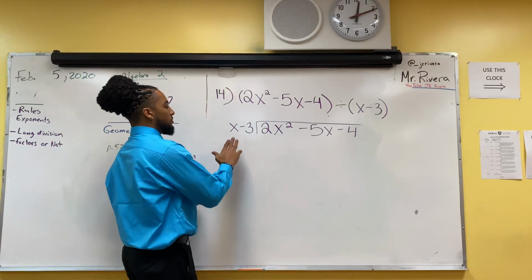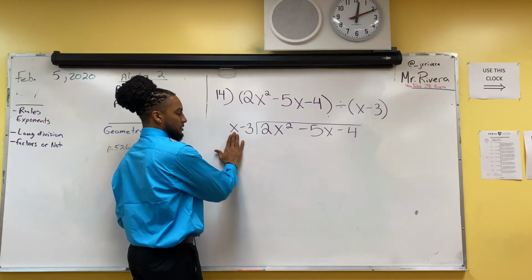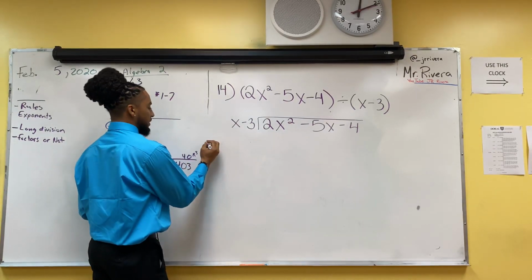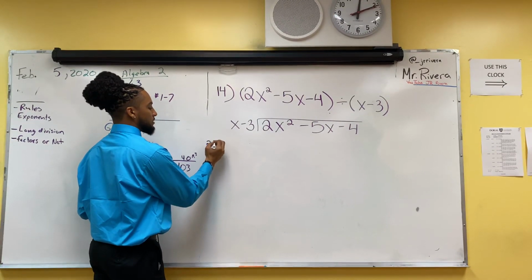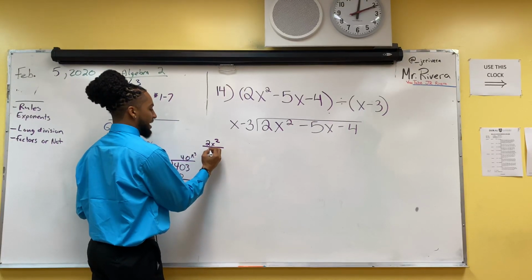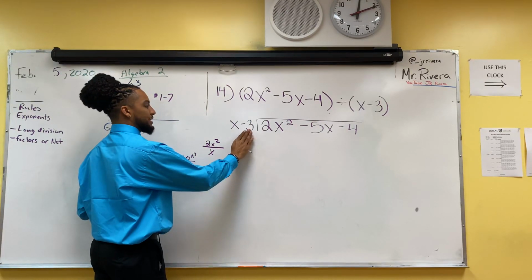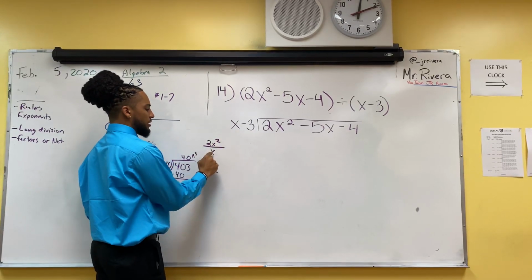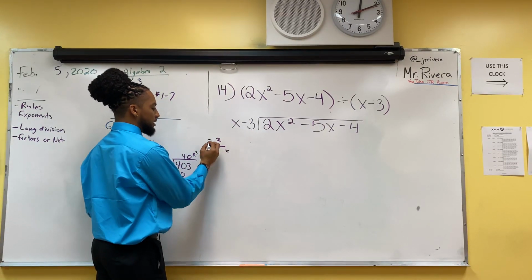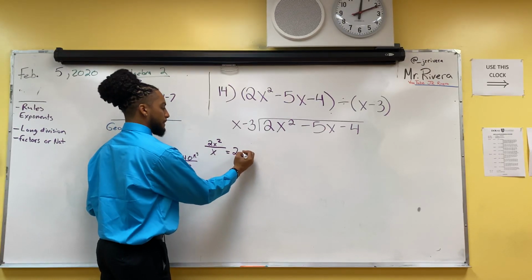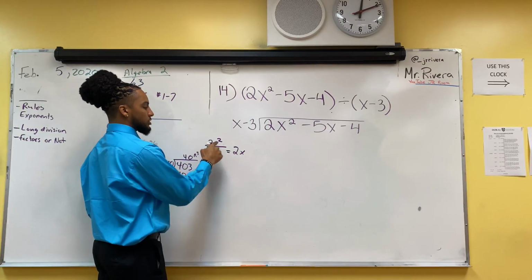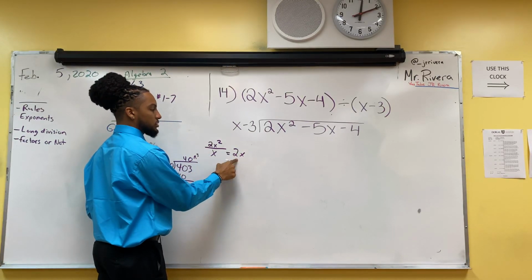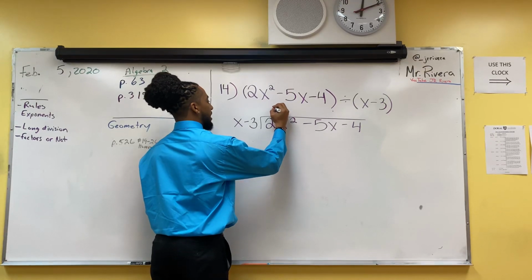And we're going to start by seeing how many times can x go into 2x squared. So I'm going to write over here the rules of exponents. If I have 2x squared being divided by simply x, this -3 is not involved in the division. So 2x squared divided by x is going to simply give me 2x, because 2 minus 1 gives me just the x. 2 divided by 1 is still 2. Where do I write it? I write it right above.